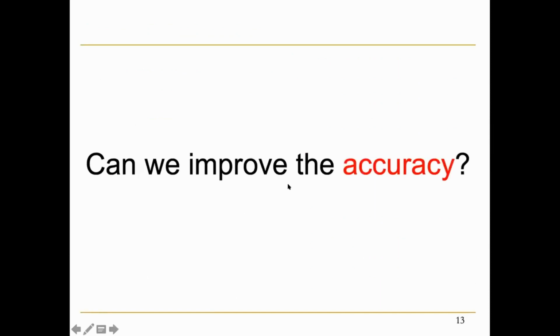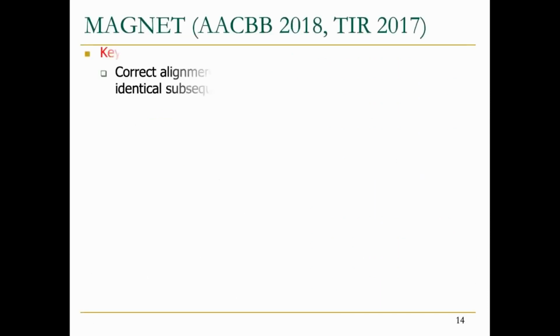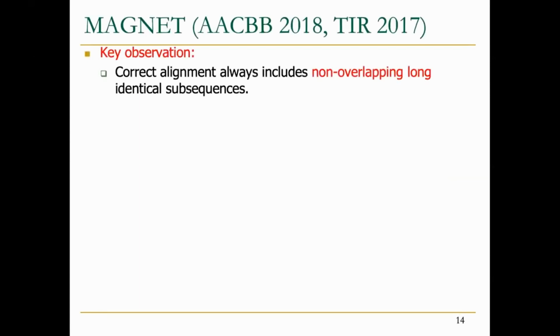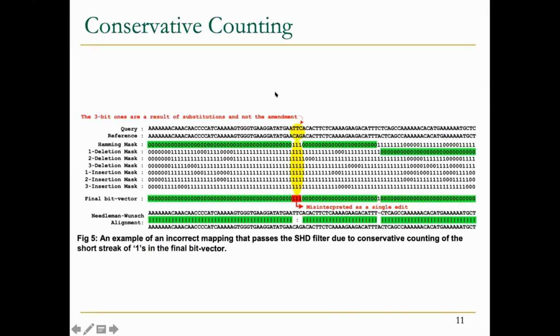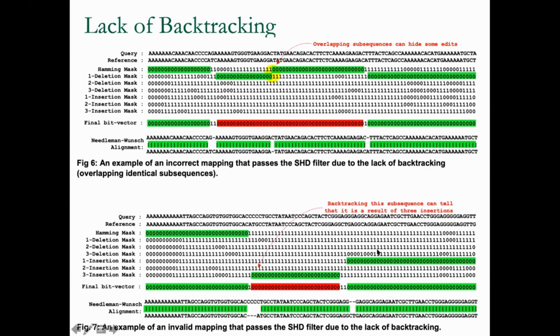Now, given the analysis we did in the Magnet paper, we propose a new algorithm. The key observation is that a correct alignment always includes non-overlapping, long identical subsequences, and those are based on the matrix we built. So you need to build all these masks, and then you try to find the green highlighted segments, and you will see that they are always non-overlapping. Even if they might overlap at some point, this overlap portion is not part of the solution. So the solution should always include the non-overlapping portions.